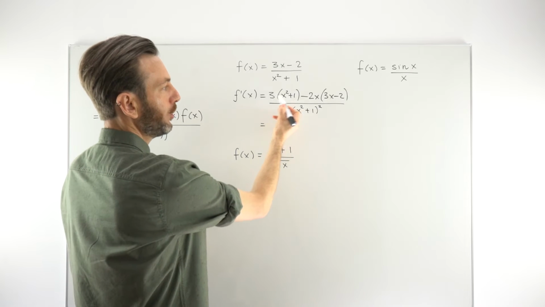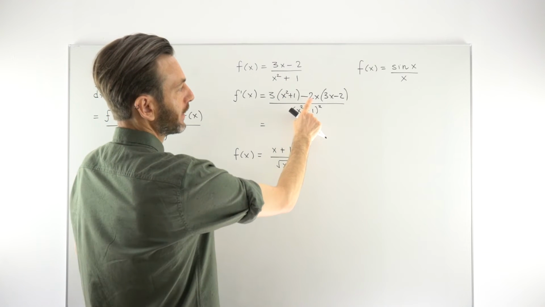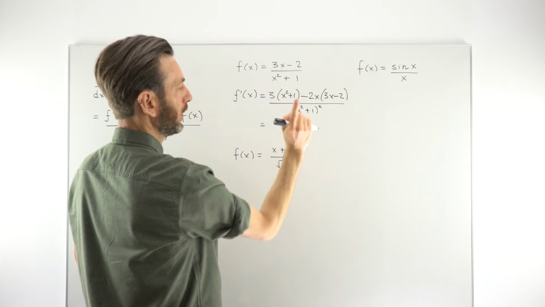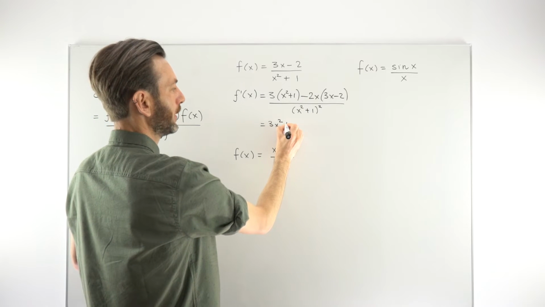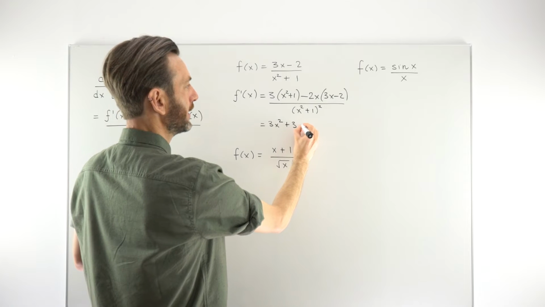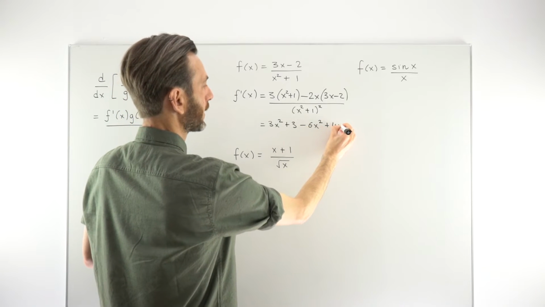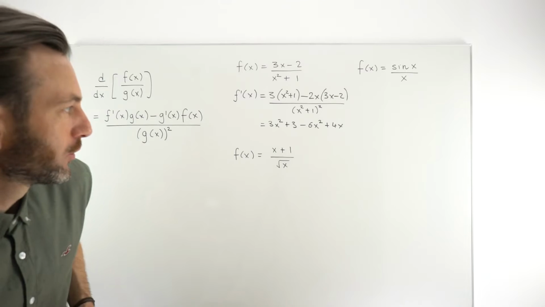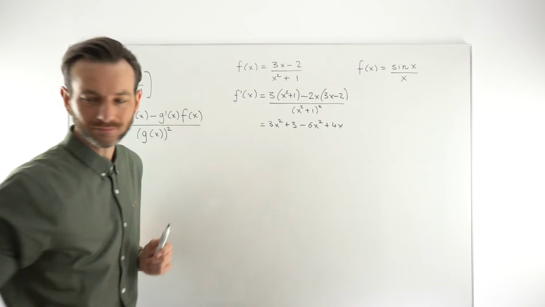So if we multiply out those brackets, we're going to get a 3x squared, but then we've got a minus, well, actually, let's just do it step by step. So we're going to get a 3x squared plus 3 by multiplying out the first bracket, and then we're going to get a minus 6x squared plus 4x from the second bracket. So as I suspected, I'm going to have to move my example out of the way.